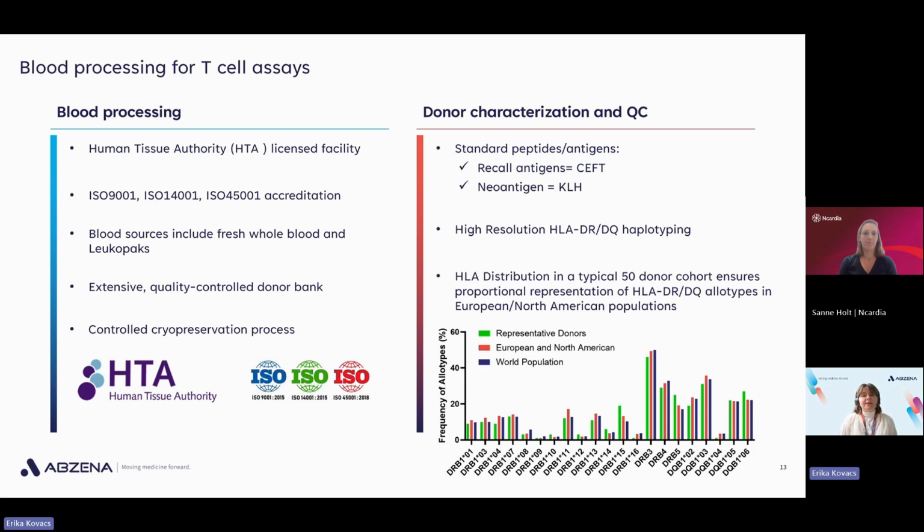This cell bank is also regularly characterized and QC'd. We have standard peptides and antigens that we regularly test them for. We also run high resolution haplotyping on them, and we make sure that the 50 donor cohort that we select for these assays is a good representation of the European, North American, as well as the world population.